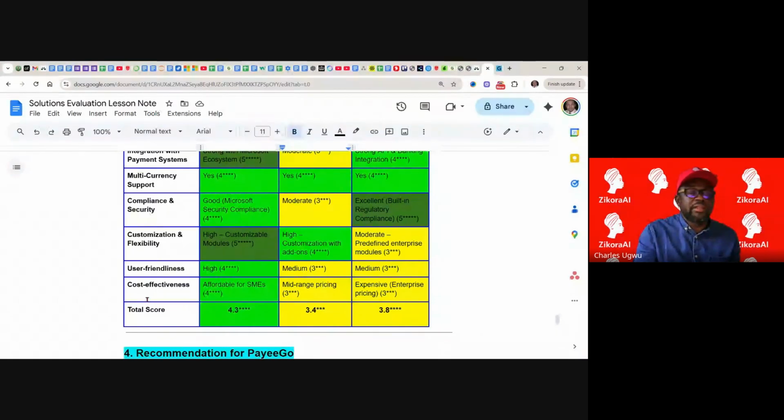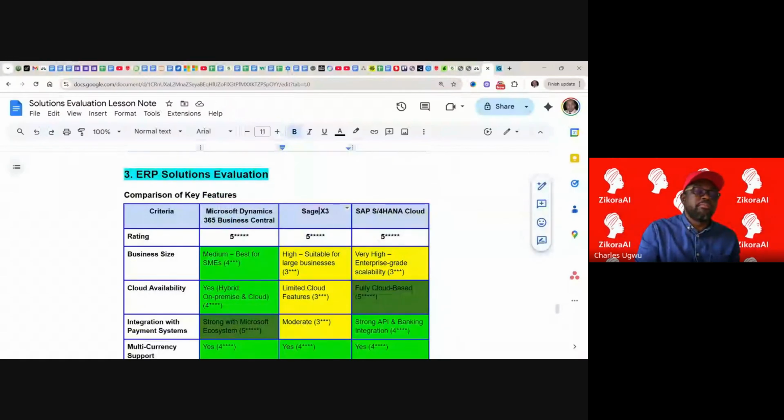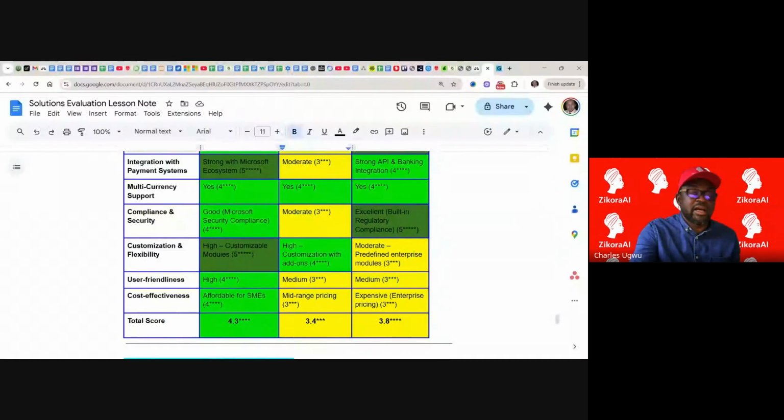And when you total the scores, on average, you total all these scores and then divide by the number. That will give you the average score. So it means here, this is scoring 4.3 star rating. This is scoring 3.4 star rating. This is scoring 3.8 star rating. So looking at your analysis here, you see the reason why you are choosing Microsoft Dynamics for this organization at this point. Everything is clear how you come about.